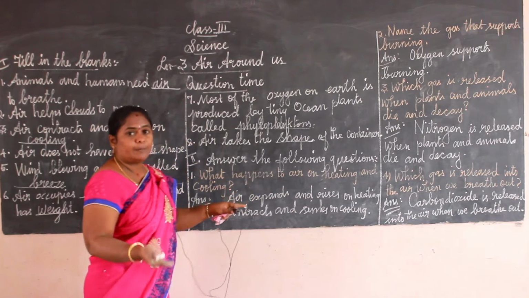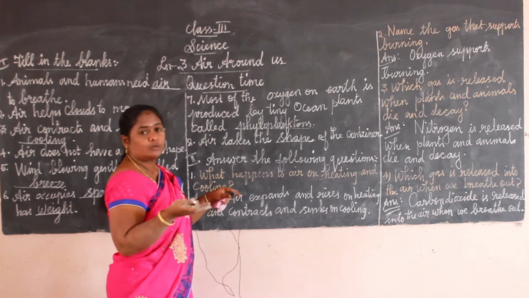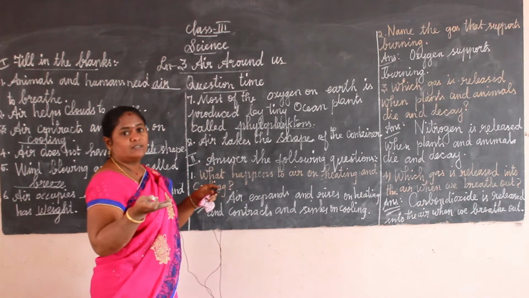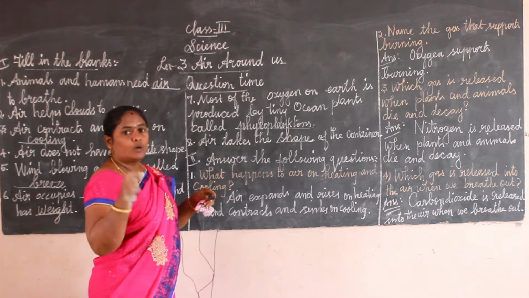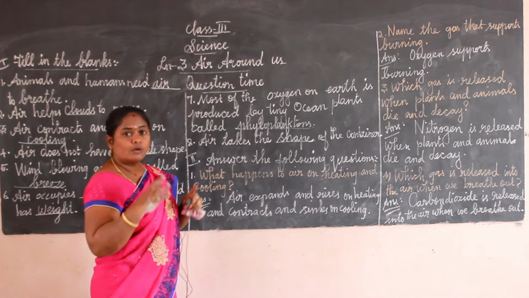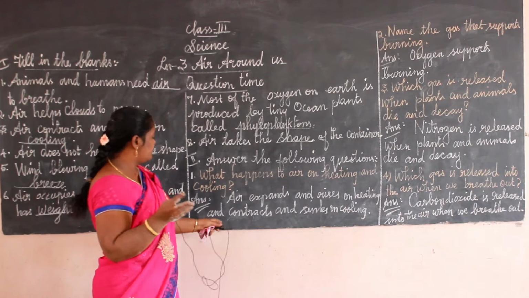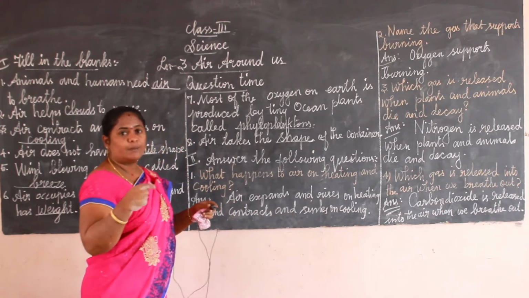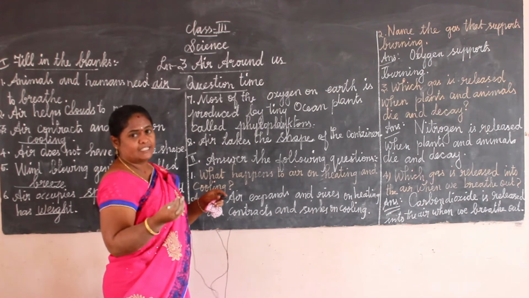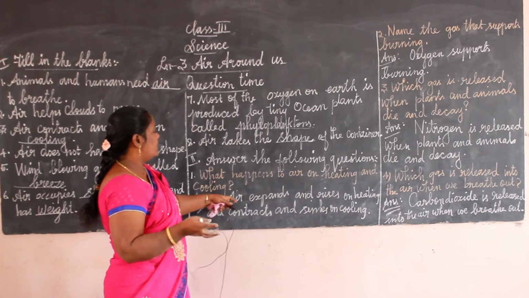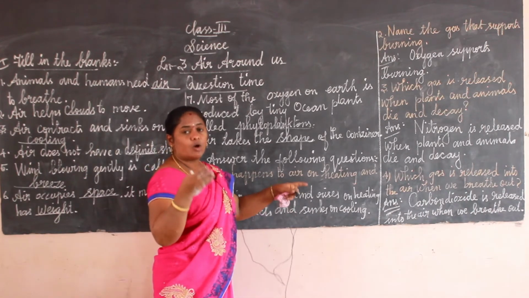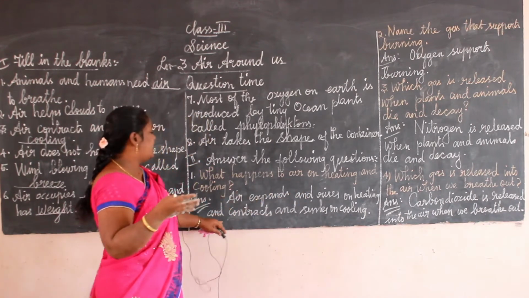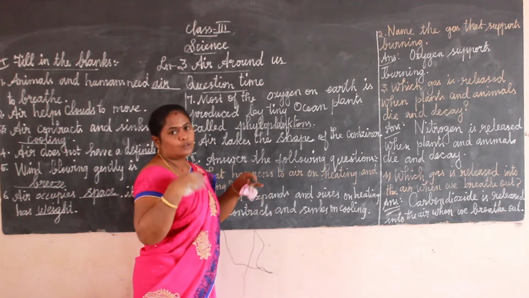Okay, what happens to air when we heat it? It expands and rises. One experiment we also learned, the balloon experiment. When placed in hot water, what happens to the balloon? It rises and blows up. And then for cooling, when placed in ice cubes, the balloons are deflated. So this is the experiment. Air expands and rises on heating and contracts and sinks on cooling.